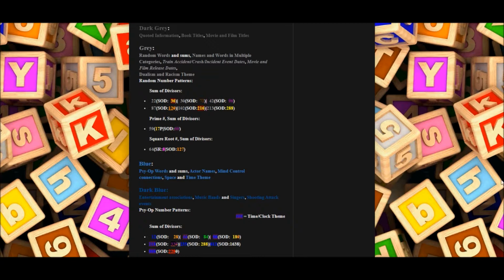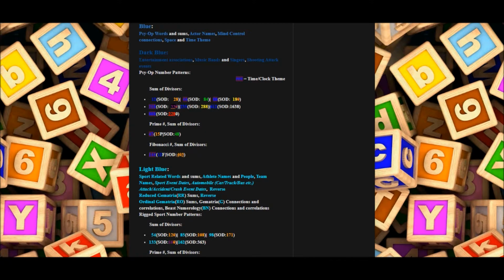And then you got blue, which is psychological operation words and sums, actor names, mind control connections, space, NASA, and time theme. And dark blue, which is entertainment associations, music bands, singers, shooting, attack events, and then time clock theme. Sum of divisors, prime number sum of divisors, Fibonacci number sum of divisors are as follows.